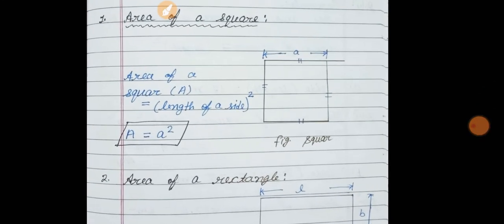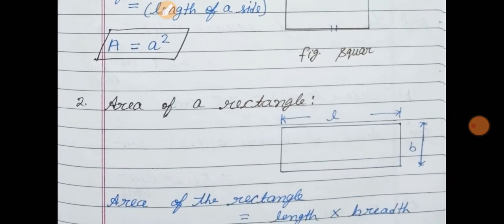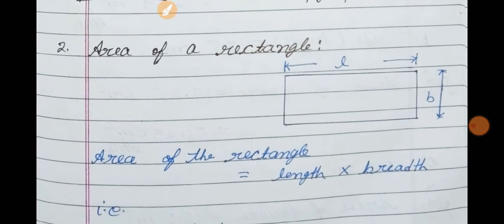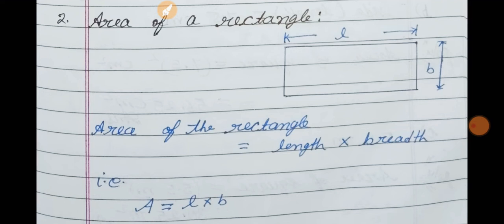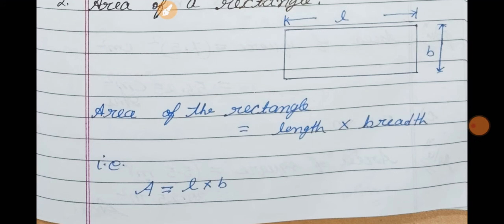Now, area of the rectangle. Dear students, a rectangle is a closed figure in which the opposite edges are equal. Suppose the length of the rectangle is L and breadth is B. So area of the rectangle is equal to length into breadth. Suppose length is L and breadth is B, so we can say that area of the rectangle A is equal to L into B.